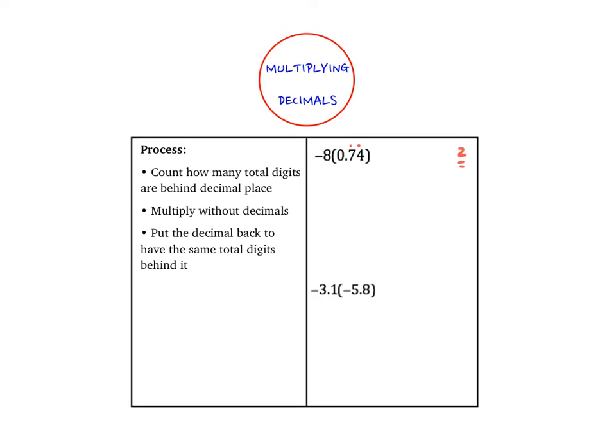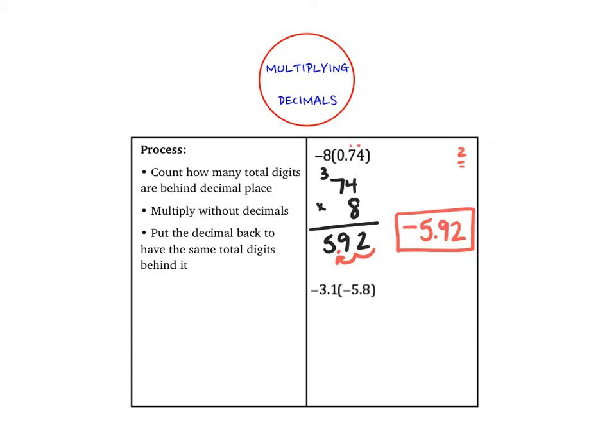Then I would multiply it out as 74 times 8, so almost ignoring the decimals for a moment. Solving that through, that would give me 592. And here's where I bring that 2 back because I need 2 decimals behind. So the answer would be 5.92, but then I check my signs. I have a negative times a positive, so the answer would be -5 and 92/100, or -5.92.